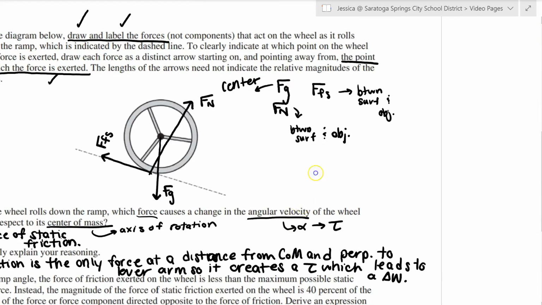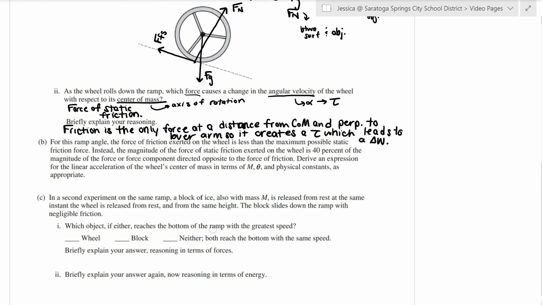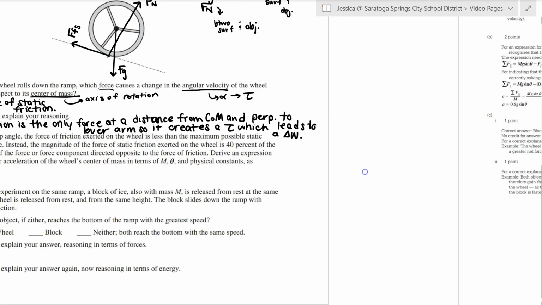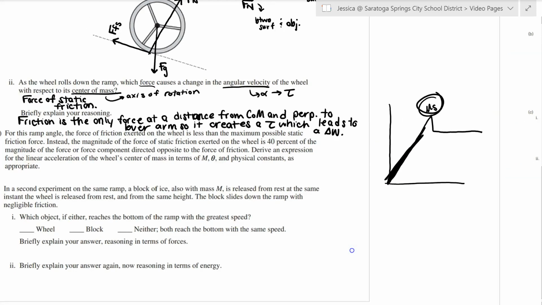All right, so now let's do part B. So for this ramp angle, the force of friction exerted on the wheel is less than the maximum possible static friction force. So remember, static friction can increase up until some maximum point, and then it drops away. We usually focus on this maximum point, but this question is referencing this point in here. So we're not at that maximum value yet.